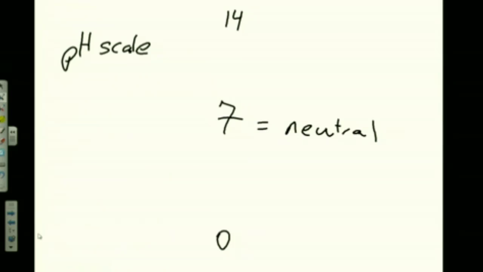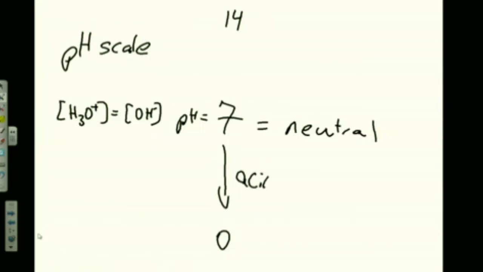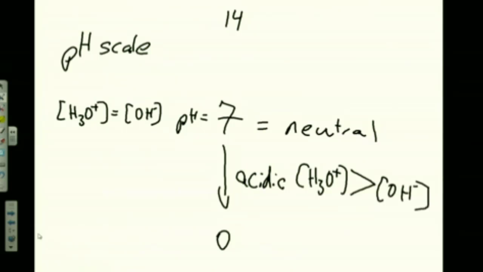At 7, hydronium equals hydroxide and the pH is 7. Okay? Below pH 7, it's acidic, and the concentration of hydronium is greater than the concentration of hydroxide. Above pH 7 is basic, and the concentration of hydroxide is greater than hydronium.